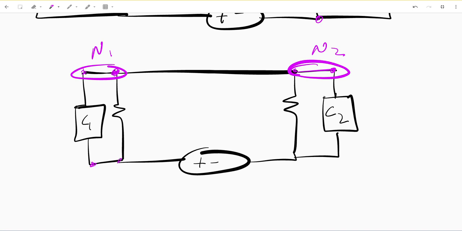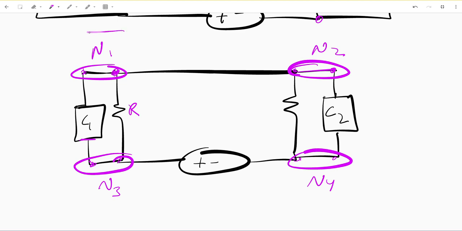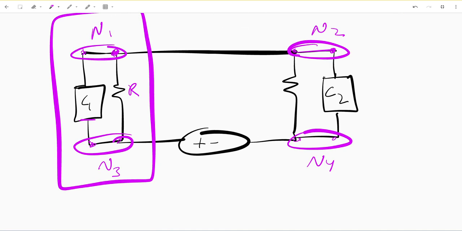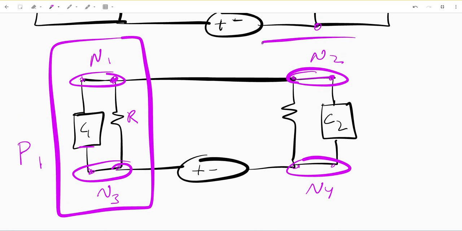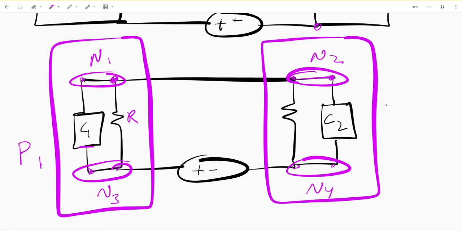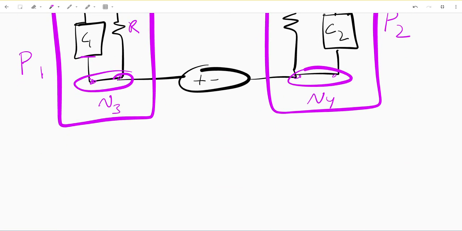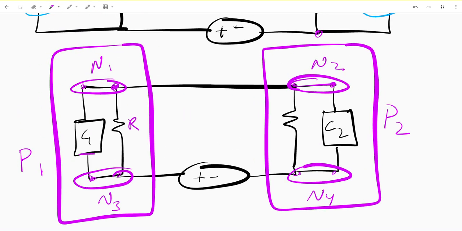And this is a common node, N3. And this is a common node, N4. So C1 and this resistor share the same nodes, so they're connected in parallel. So we can consider this P1, and we can consider this P2. Again, the concept of series and parallel are extremely important for the development of this class.